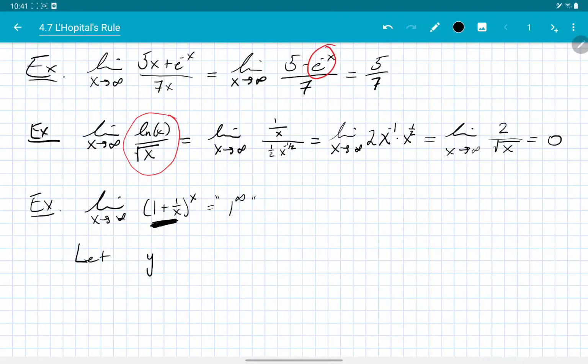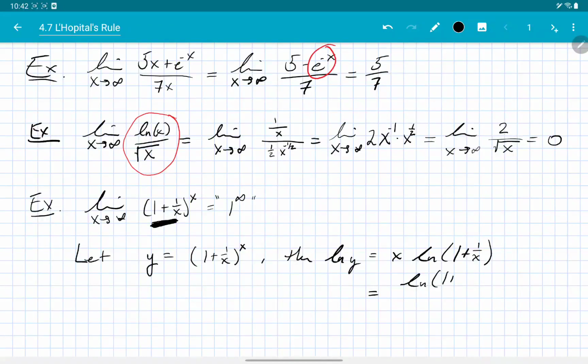So let's start by letting y be 1 plus 1 over x to the x. And then natural log of y is x times natural log 1 plus 1 over x. Okay, and natural log of y is equal to, let's see, how do we want to write this? Let's write this as natural log of 1 plus 1 over x divided by 1 over x. Now, why did I write it like that? It seems like I'm making it more complicated, but I want this written as something of a L'Hopital rule form.